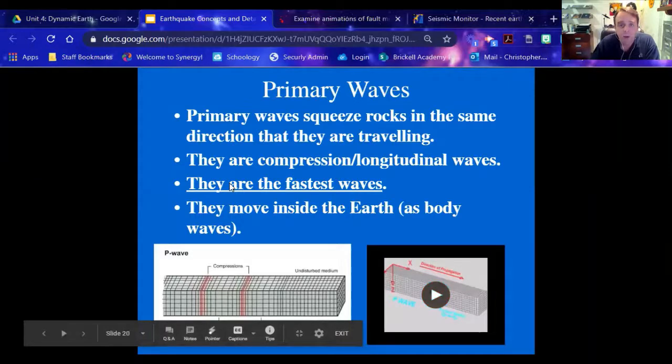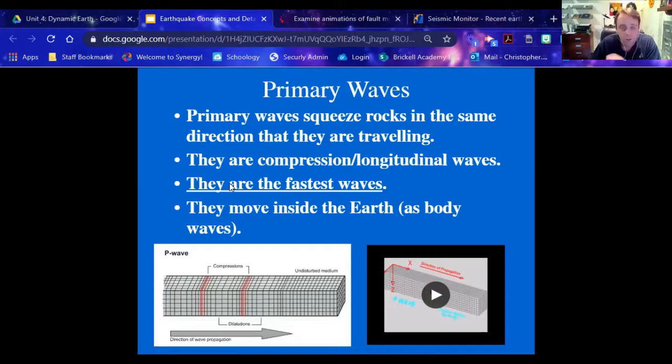They are the fastest wave. That is very important. Primary waves are the fastest wave when it comes to earthquakes. All right. Again, they're body waves. They move inside the body of the planet.